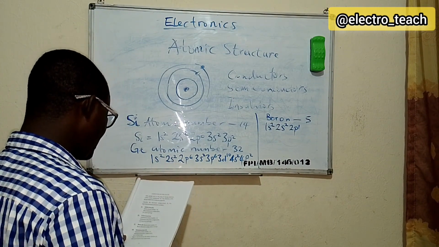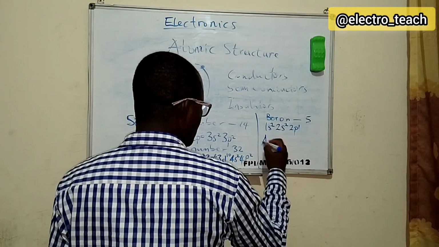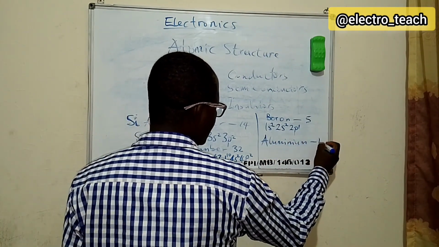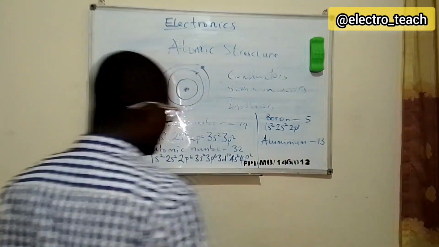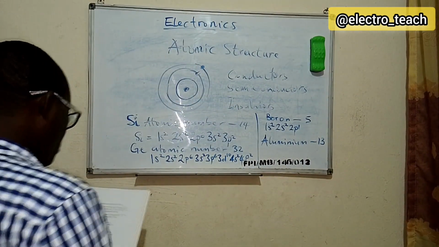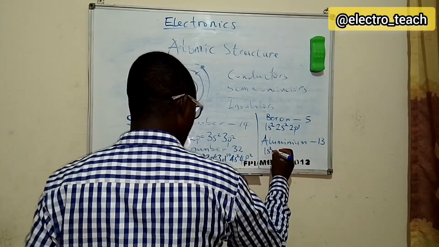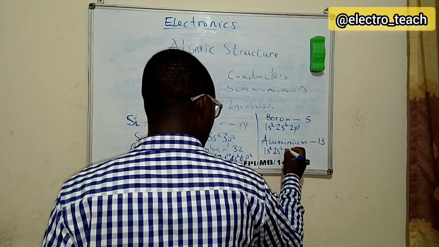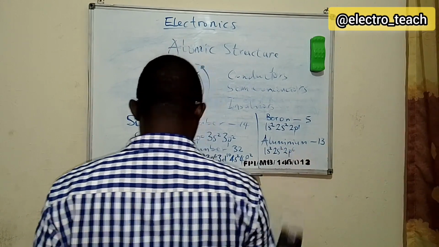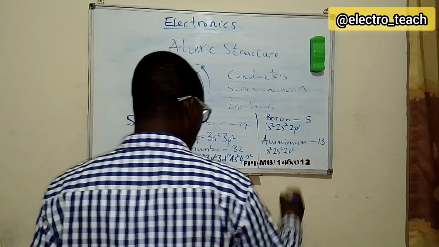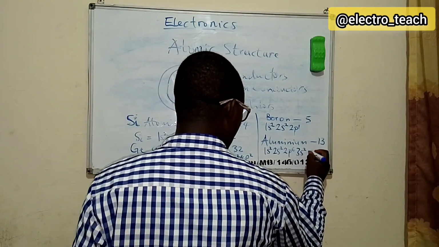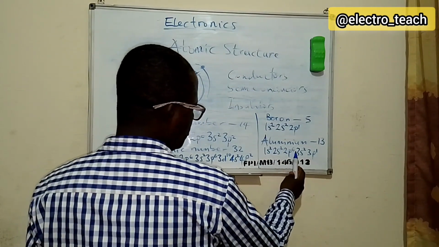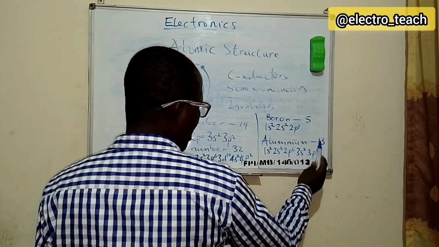Alright, aluminium has 13 electrons. Aluminium, the number of electrons is 13. And the electronic configuration is 1s2, then 2s2, then 2p6, 3s2, then 3p1. We have 13. 2 plus 2 plus 6, 10, plus 2, 12, plus 1, 13.